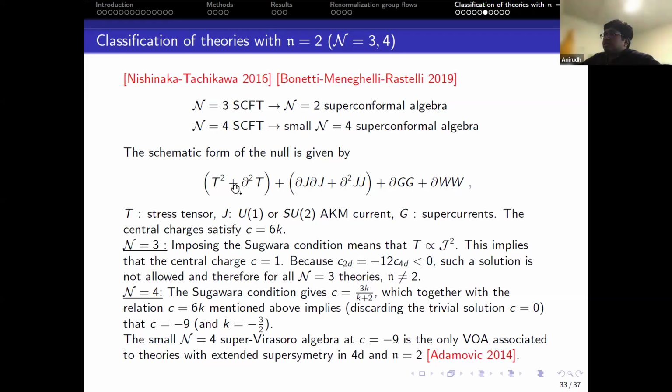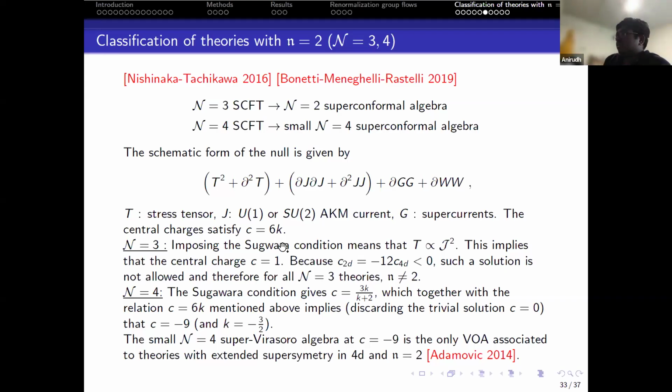Here T is the stress tensor, and this J is U(1) or SU(2) depending on whether you have N equal to 3 or N equal to 4 supersymmetry. If you have N equal to 3 supersymmetry, this J can only be U(1), and if you have N equal to 4 supersymmetry, this J can only be SU(2). Then there are these supercurrents, and the central charges for these theories have to satisfy the relation c equal to 6k, where c is the central charge associated to the Virasoro algebra, and k is the central charge associated to the affine Kac-Moody algebra.